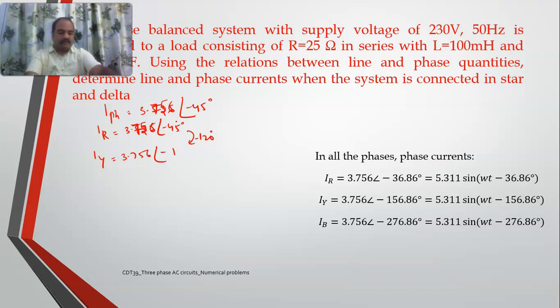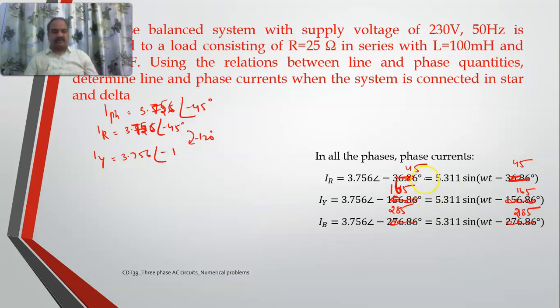Yeah, 1 minute. I think there is a mistake here. It was 45 actually. This is 45, and 120, this is 165. And this is 285. Okay. 45, this is 165, and this is 285. Okay. So now this is understood.